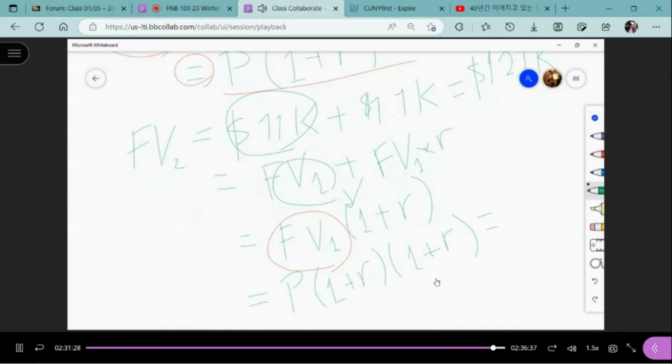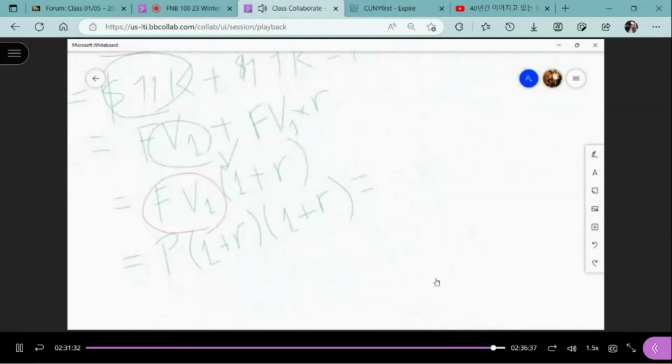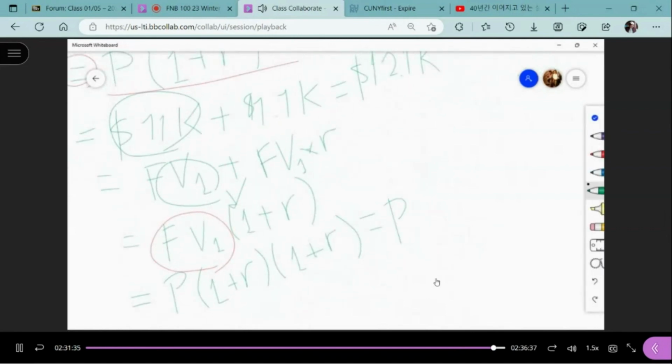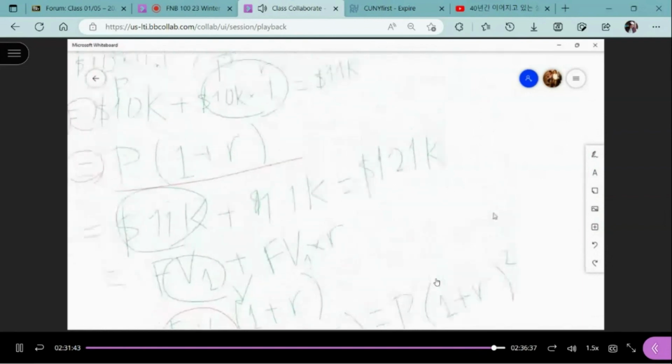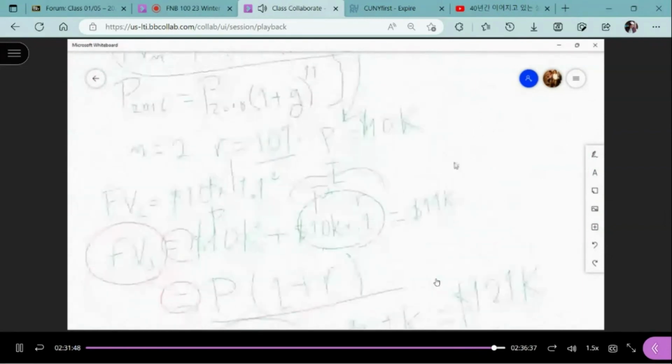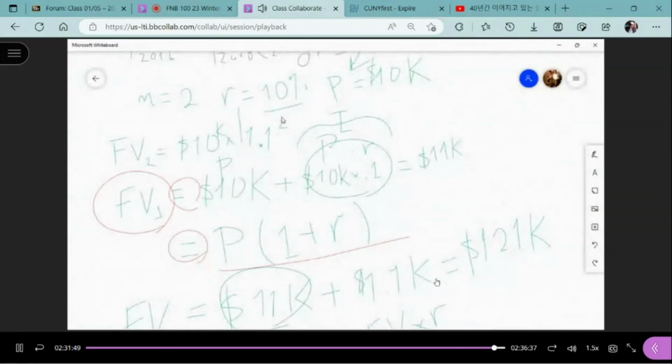Then this becomes what? This becomes P times 1 plus R squared. Isn't that right? That's why I already did it like this, right? And that's not something new. This is something you already saw in the house value example.